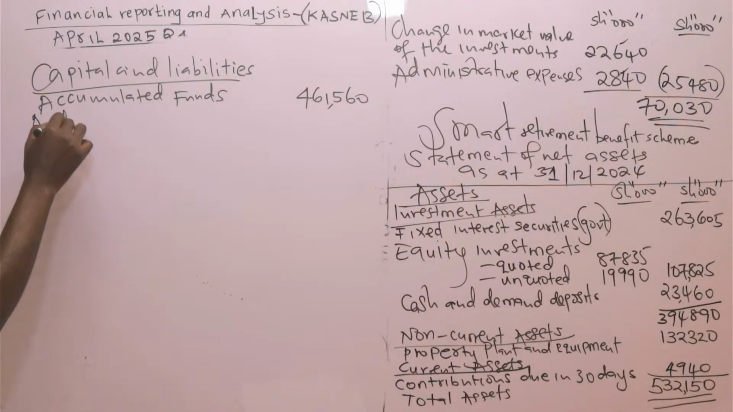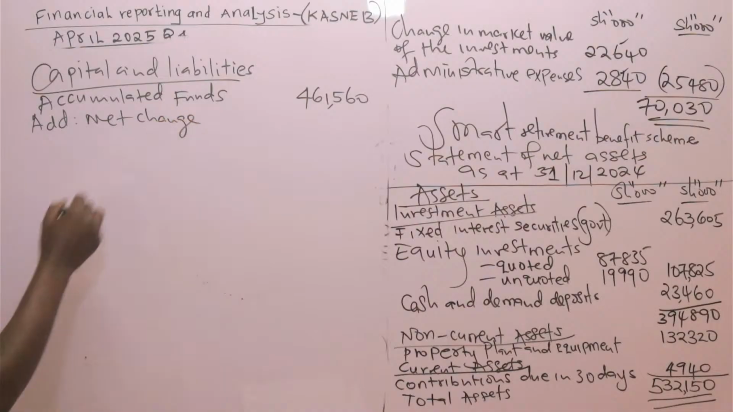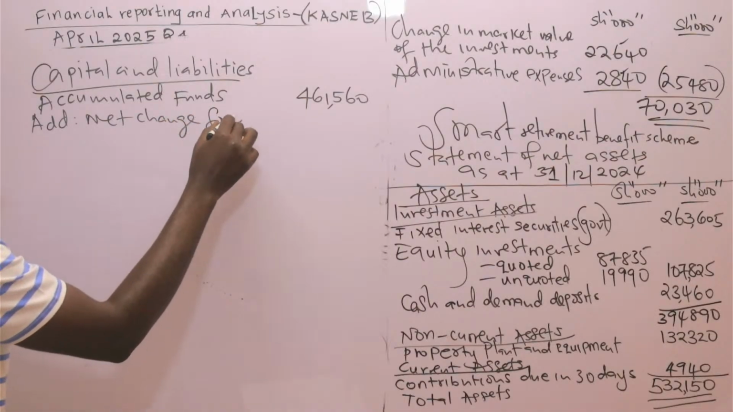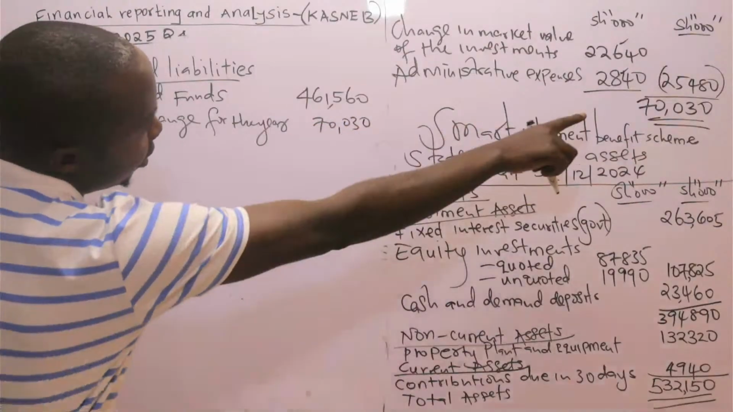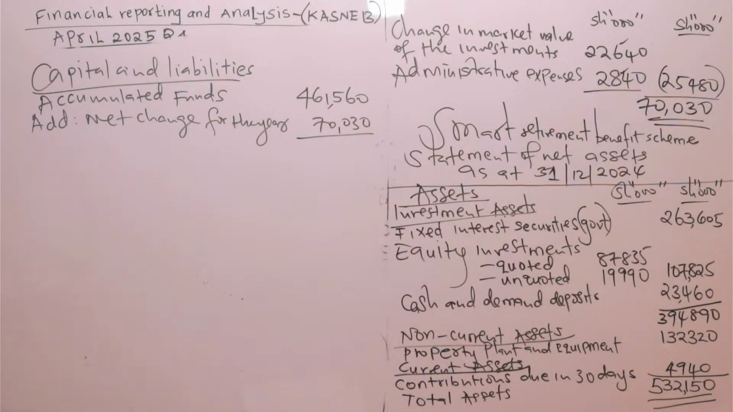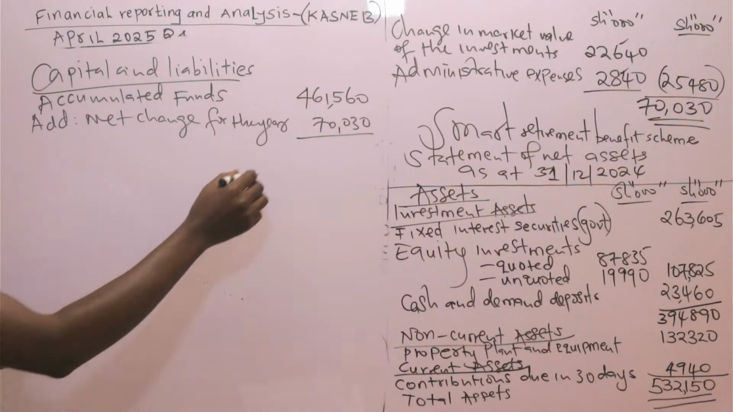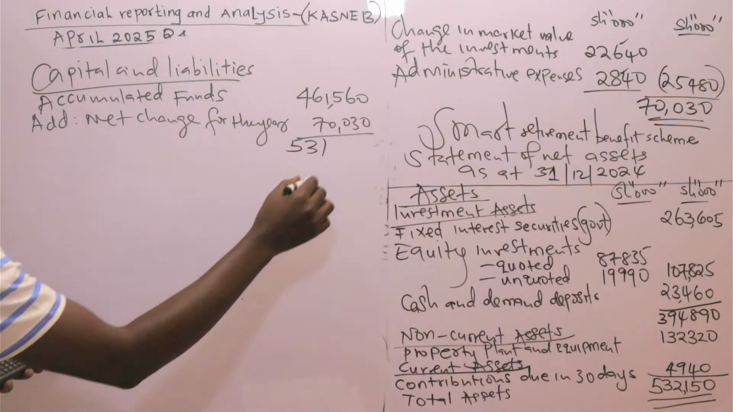Add the net change for the year, the one we did from our first statement. So 461,560 plus 70,030. So that is 531,590.